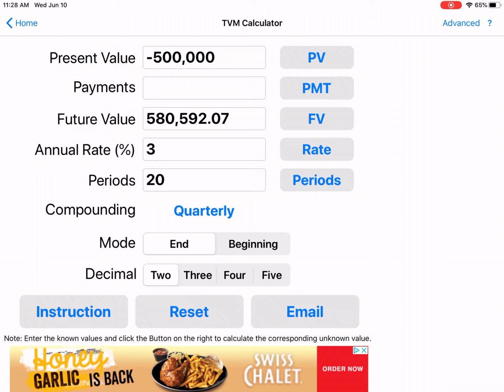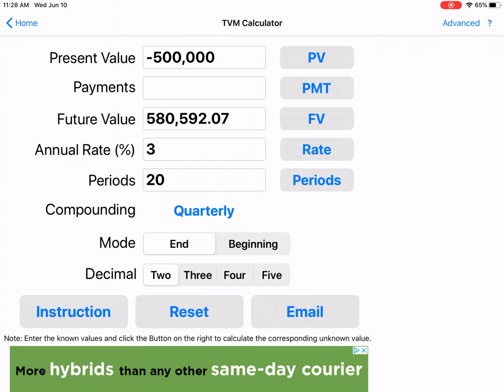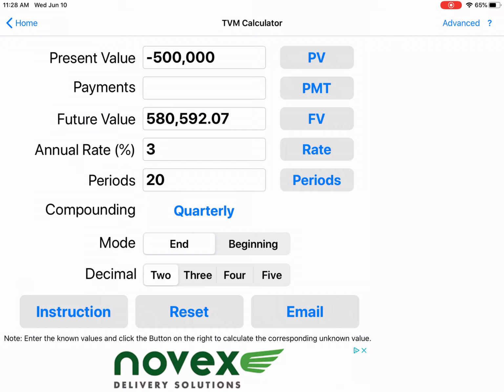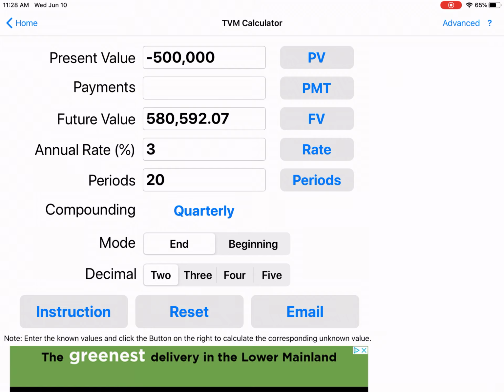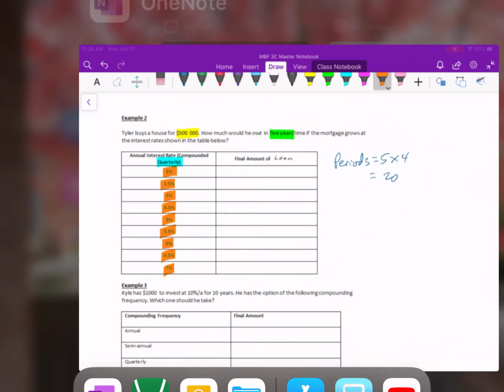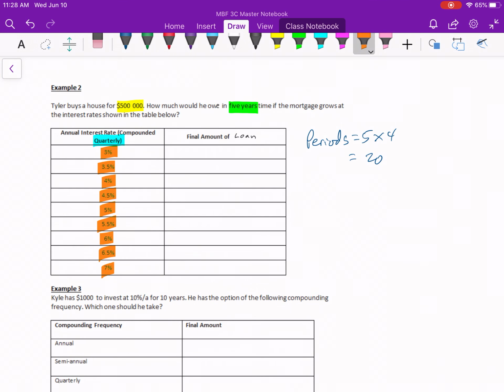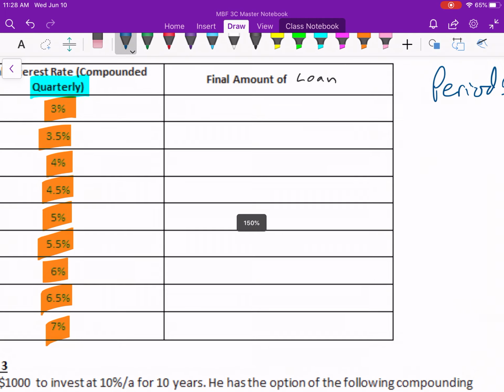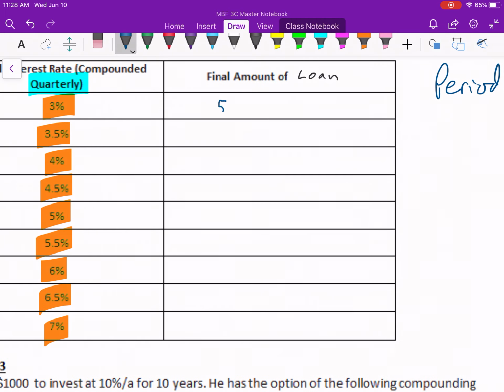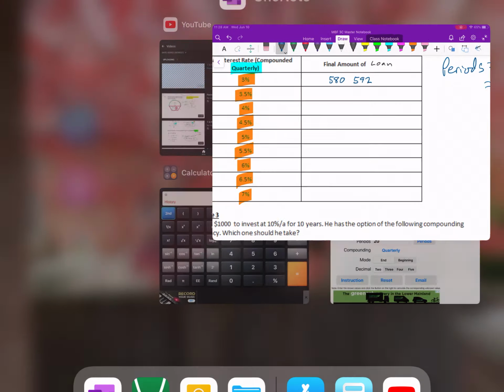So in other words, if he got a loan at a rate of 3% for a $500,000 mortgage, he would actually have to pay back $580,000 in 5 years. So it's a lot, but that's sort of the way it goes. When you buy a house, it's an investment. It grows in value too. So $580,592. Again, I'll do a couple of them, and then I'll just fill in the rest of the table.